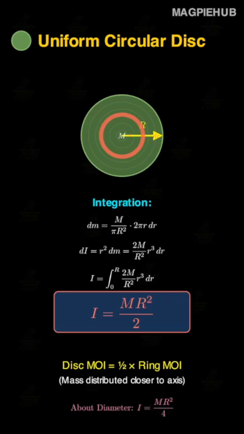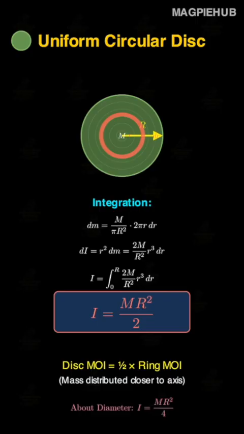Its mass is dm equals the surface density times 2 pi r dr. Its contribution to MOI is dI equals r squared dm. Integrating from 0 to r, we get I equals mr squared divided by 2. Notice this is exactly half of the ring's MOI.